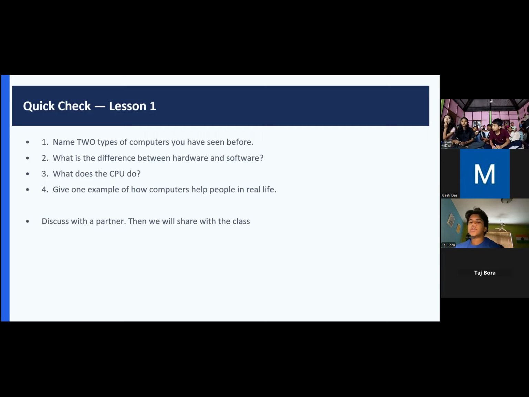Can the first group name two types of computers that they have seen before? Group A. Can you repeat the question? Name two types of computers that you have seen before. Smartphone. They said laptop and smartphone. Yep, that's correct. Correct, group A.